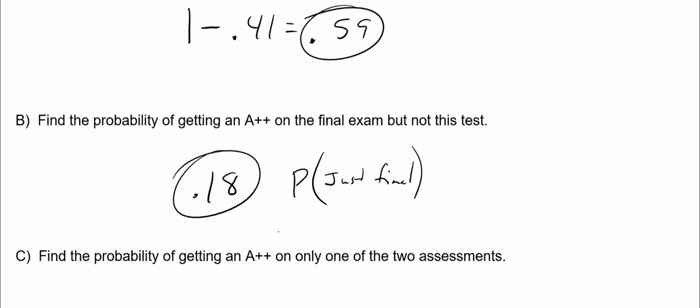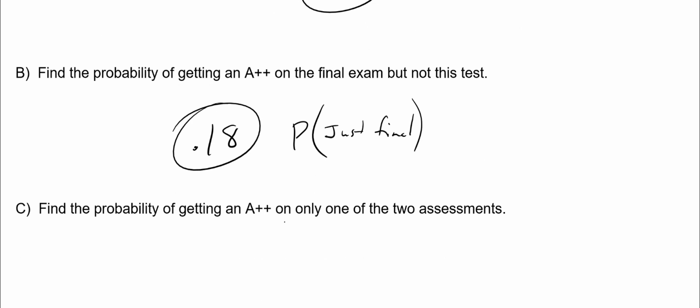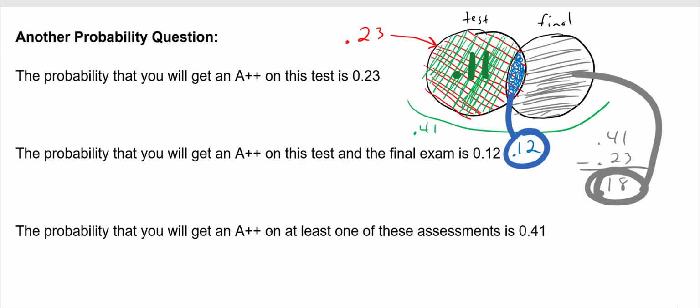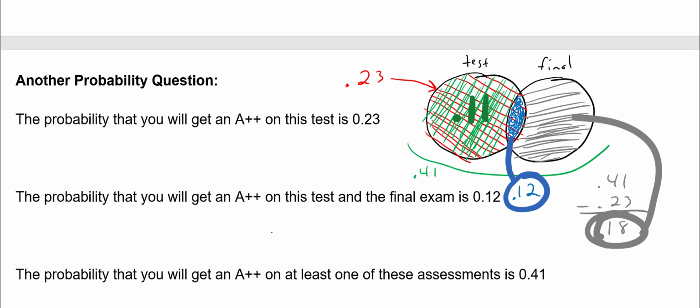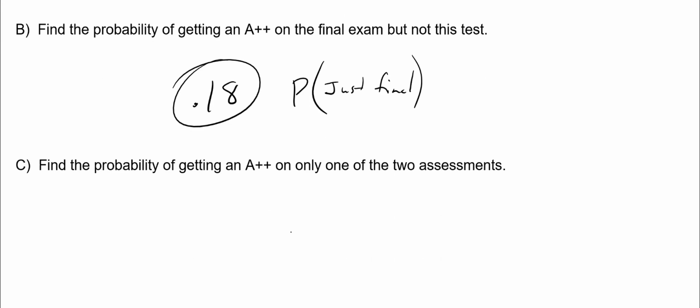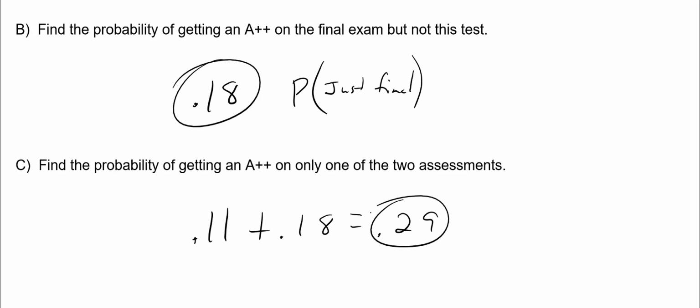Okay, in letter C, find the probability of getting an A++ on only one of the two assessments. That means it can't have both. So if I go back to here, do you guys agree that's the 0.11, which is the green section, and the gray section, it doesn't include that blue section. So it's basically 0.11 plus 0.18, which gives us 0.29. And that's the answer to that question.